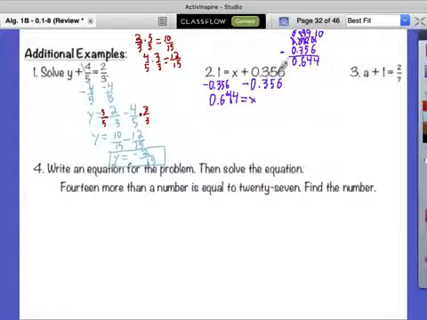Equals x, and what's 0.356 minus itself, guys? 0, we got rid of it. So our answer is 0.644, or just .644 if you'd rather, is equal to x. Questions on that?